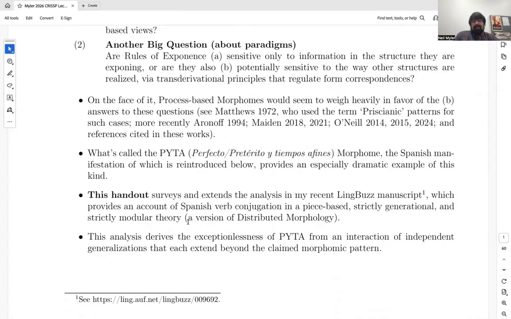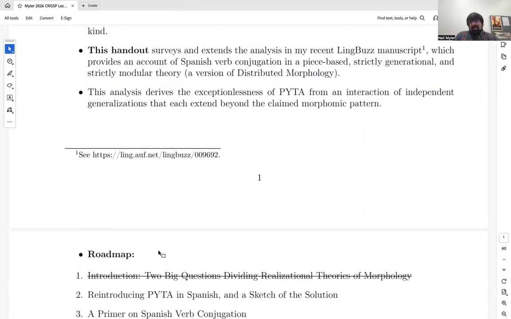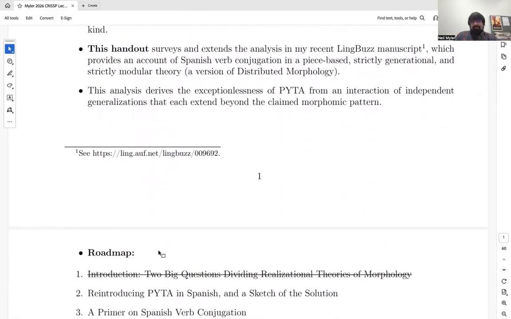So no comparison of outputs, no comparison across different derivations in resolving the results of one. This analysis that I'll present derives the exceptionlessness of PYTA from an interaction of independent generalizations that each extend beyond the claimed morphomic pattern. Right. So the punchline will be that once you've said what you need to say to account for each of these different patterns, and you must say something about each of them because they each extend in different ways beyond PYTA, there's no work left for a direct statement of the morphomic pattern to do.